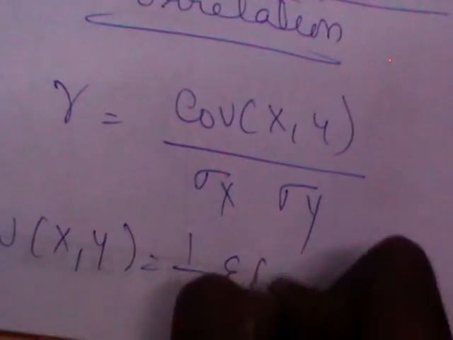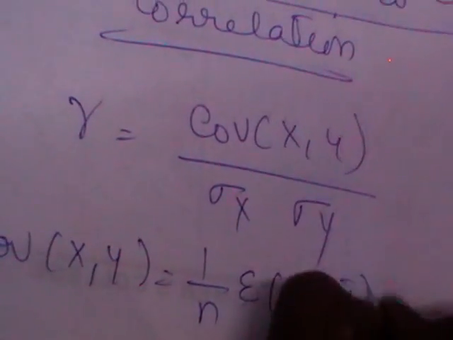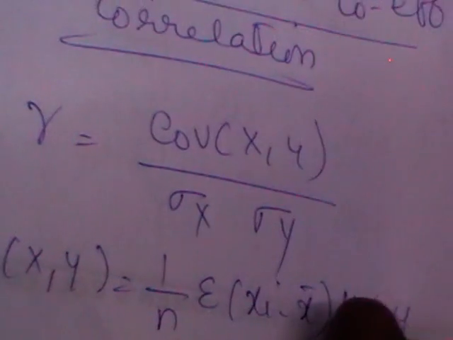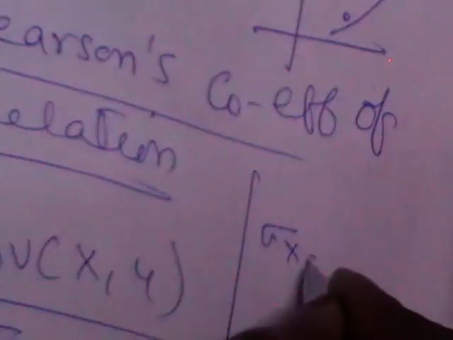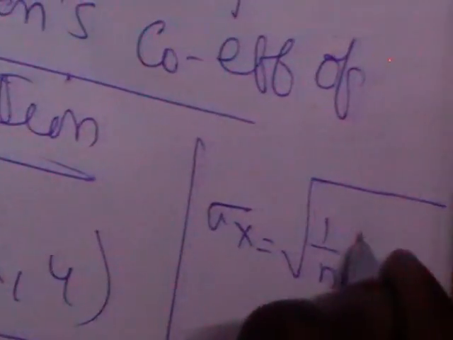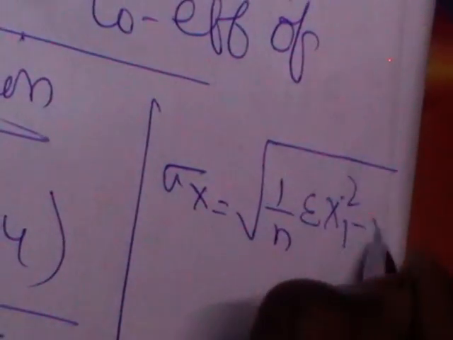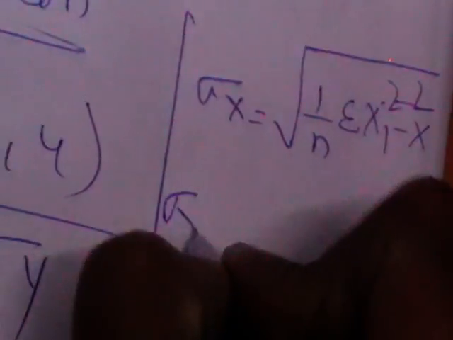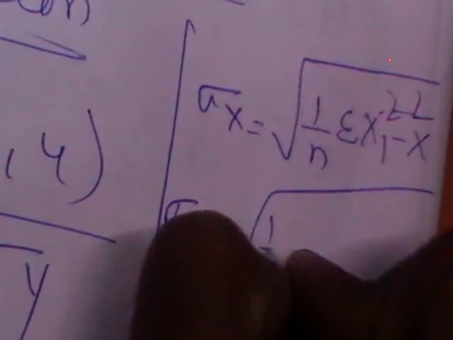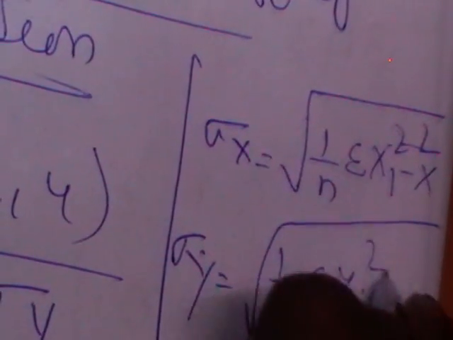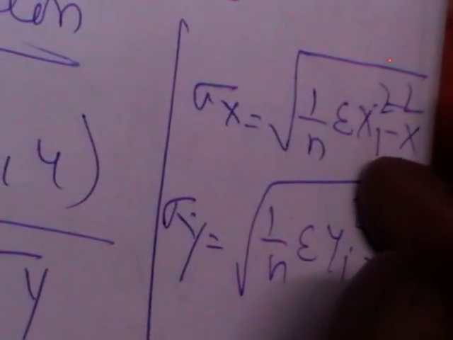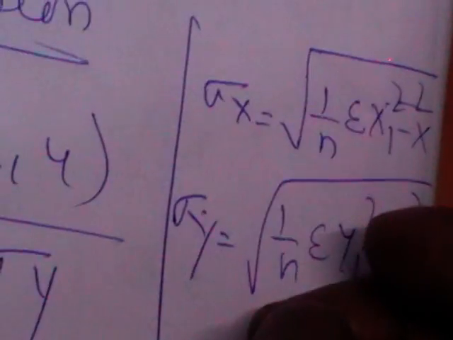The formula for covariance of x, y is 1 by n sigma (xi minus x bar) into (yi minus y bar), and the formula for standard deviation of x is root over 1 by n sigma (xi minus x bar) square, and for sigma y it is root over 1 by n sigma (yi minus y bar) square. These are the formulas. While doing problems we can discuss in depth. So this is the second measure of correlation, which is called Karl Pearson's coefficient of correlation.